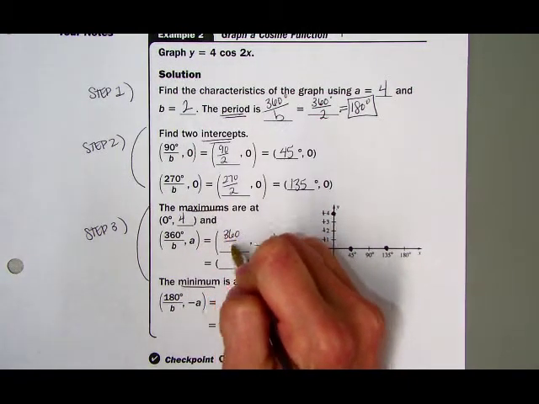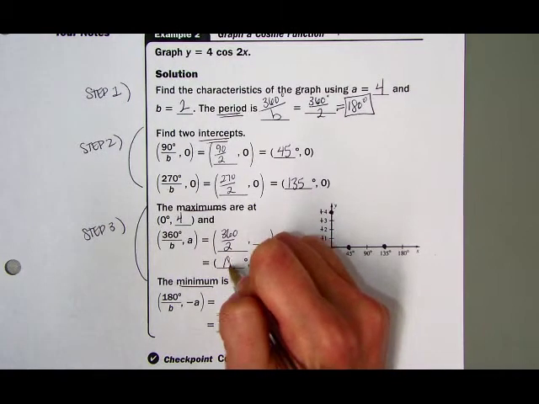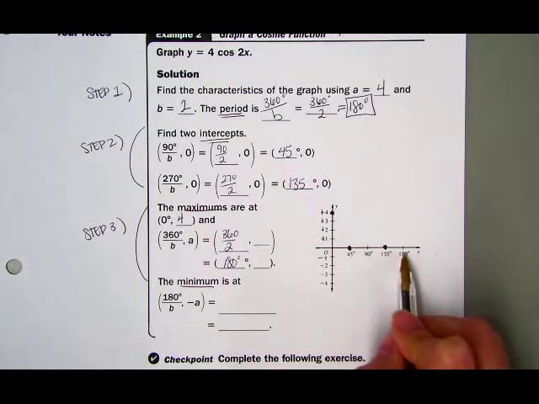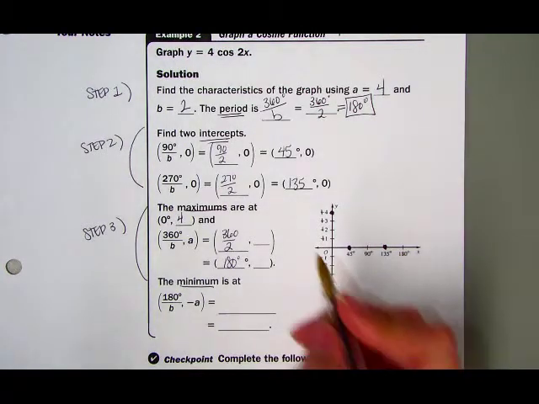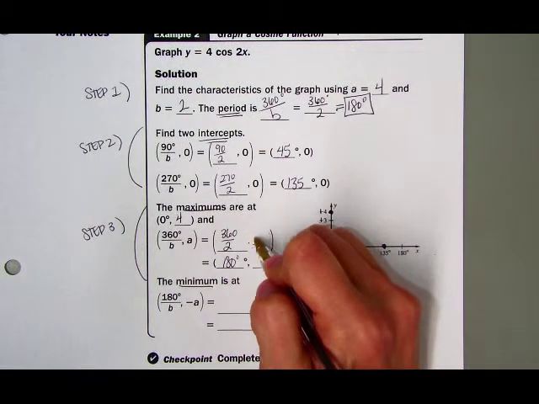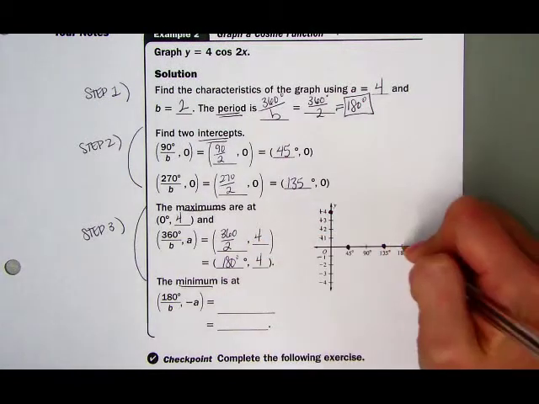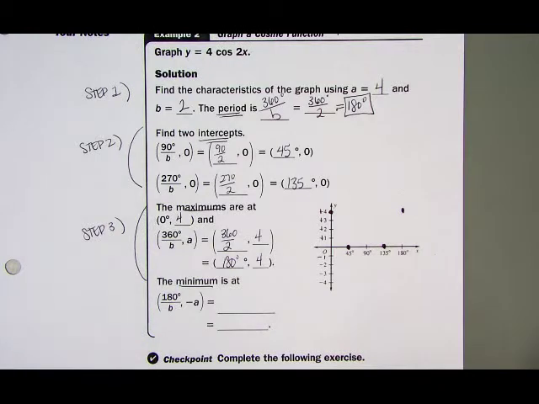360 divided by our b value, which is 2, gives us 180 degrees, which makes sense since that's what we got for the period. That should be our highest number. Again, it's a maximum, so it happens at our a value, which is 4. So we know that we're going to end up there.